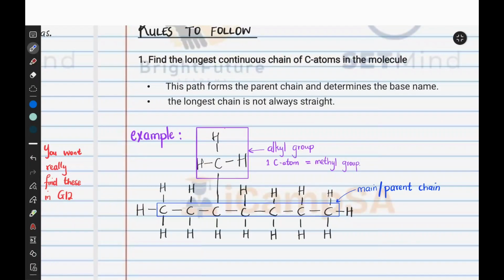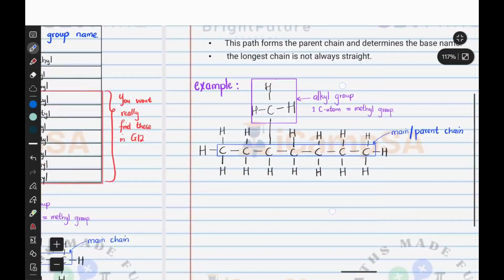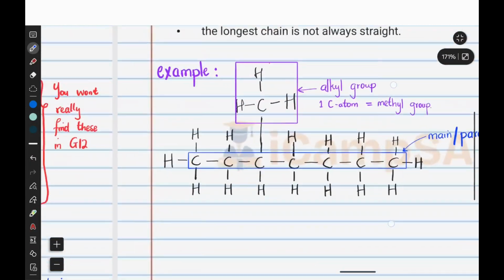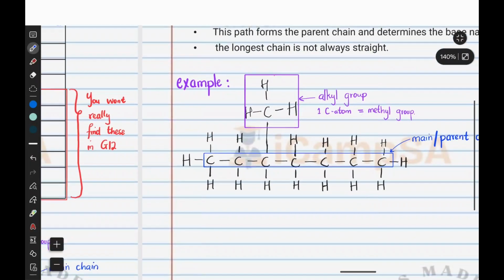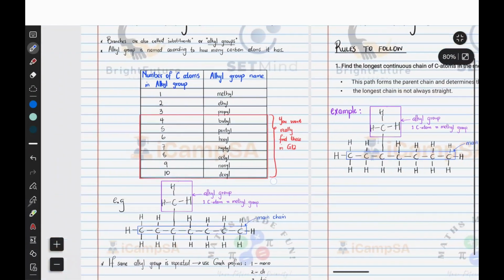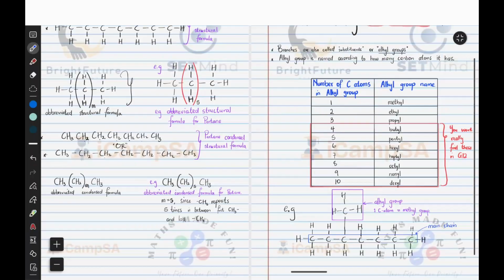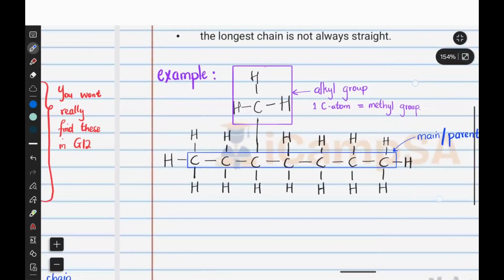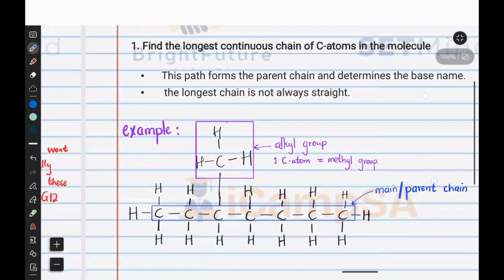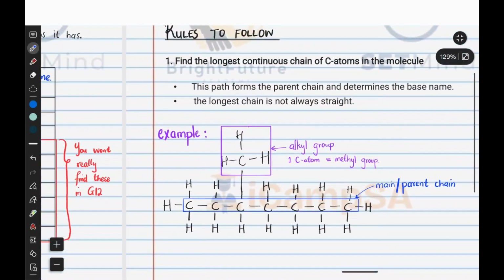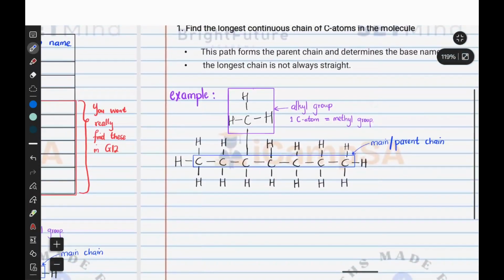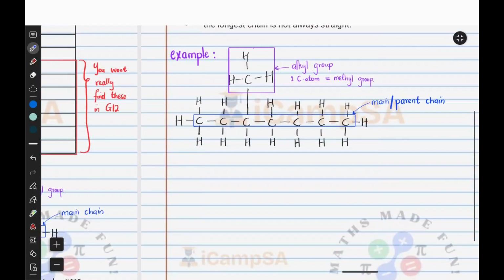What do we mean by that? It means that we will use the long chain and count how many carbon atoms it has, and then we will know what the stem of our hydrocarbon will be. In this case, we're dealing with a hydrocarbon. In another case, it won't necessarily be a hydrocarbon. So we will know what is the base name or what is the stem of our organic compound.